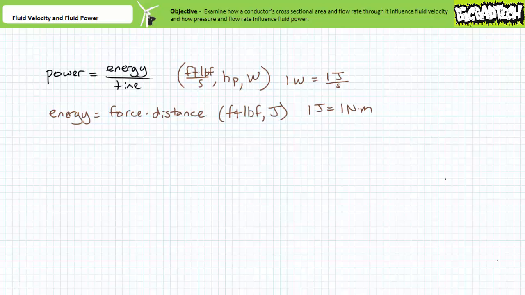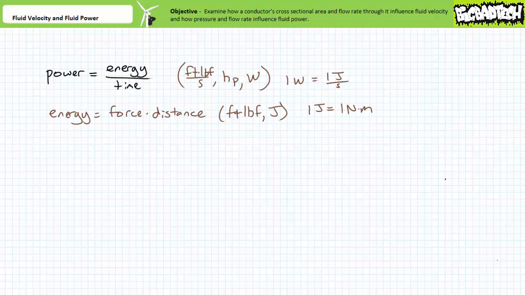Energy, in contrast, is commonly expressed as force times distance. Common units of energy are foot-pounds force and joules, where 1 joule is 1 newton of force exerted at a distance of 1 meter. There are several perspectives one can use when calculating power, one being the output mechanical power of the system, the other being the input fluid power.